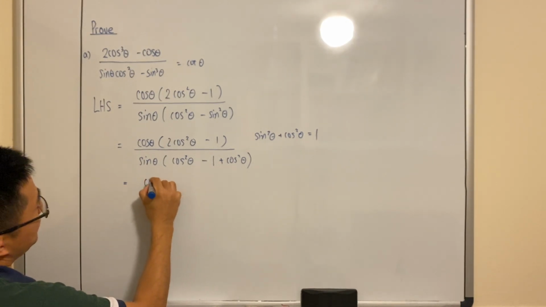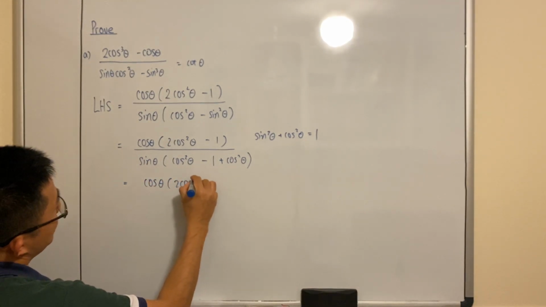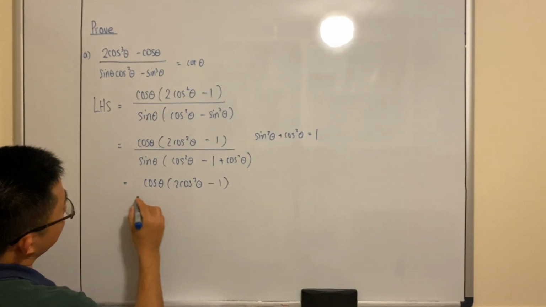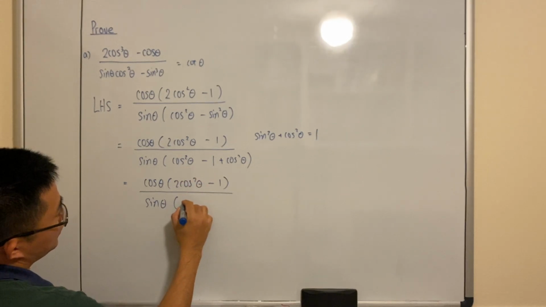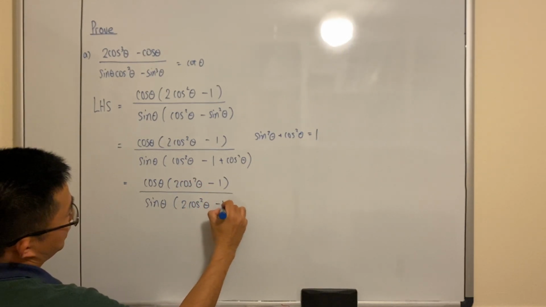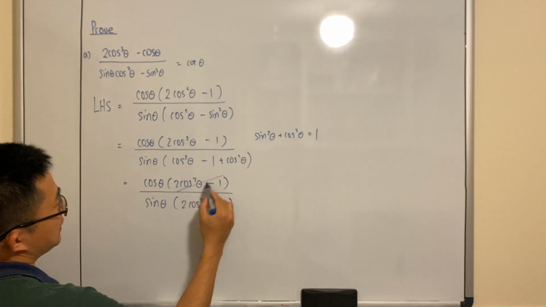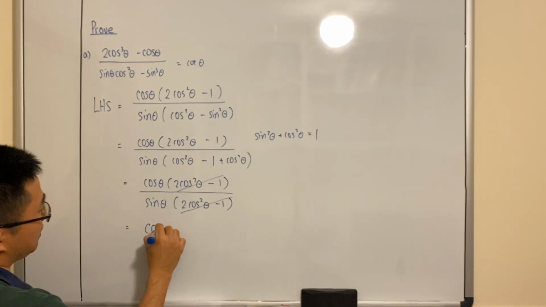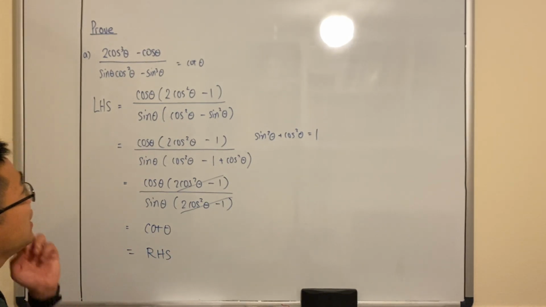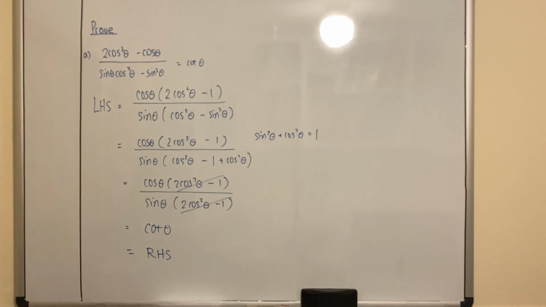All right, so you get cos theta, bracket 2 cos square theta minus 1 over sine theta, bracket, this is 2 cos square theta minus 1. So finally, you can cross out these two expressions, and then you have cos over sine, and that is equal to cotangent theta, which is equal to the right-hand side. So that's how you prove this trig identity question.